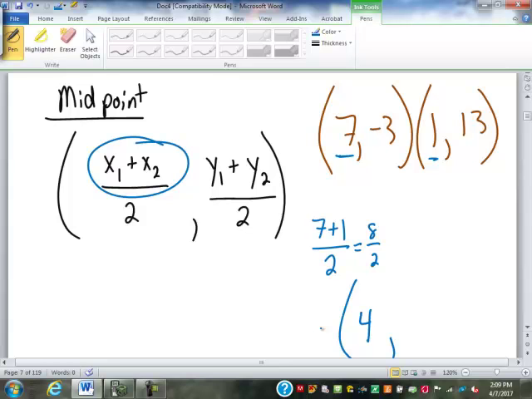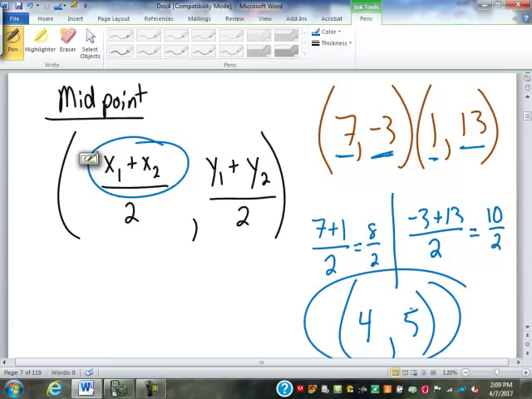So what numbers am I going to use for the y-coordinate of the midpoint? -3, 13. Perfect. -3 plus 13, that's going to be divided by 2. What's -3 plus 13? 10. And then 10 divided by 2 is 5. So the midpoint is 4, 5.